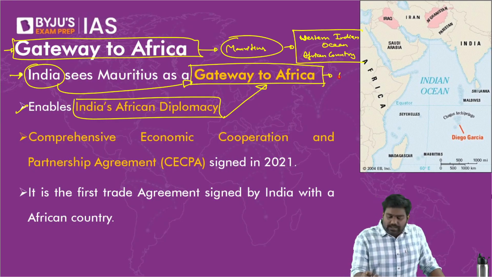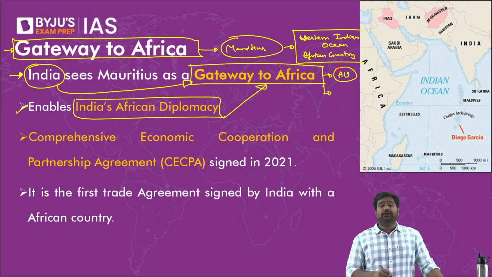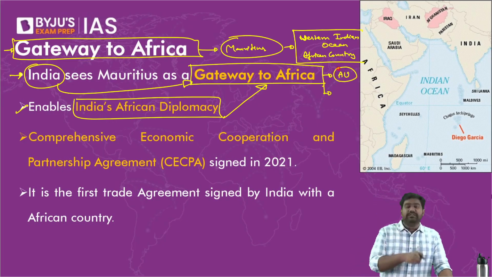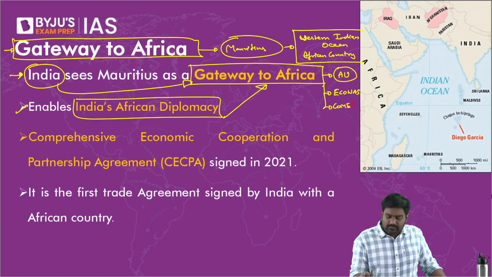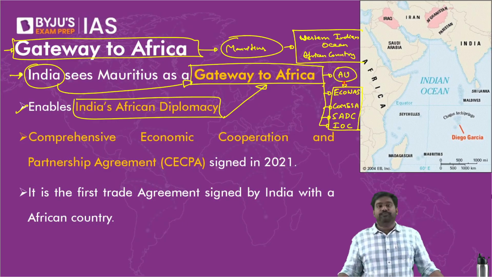You would have heard about the African Union, right, which represents the whole of Africa, where almost 53 African countries are members. There are regional groupings like ECOWAS, COMESA, the Southern African Development Council, SADC, and the Indian Ocean Commission. All these are important African regional groups.